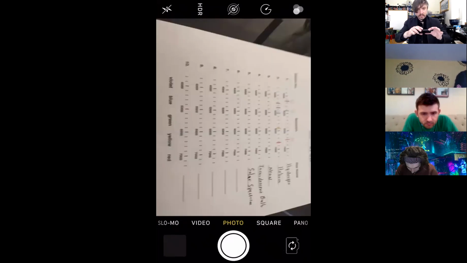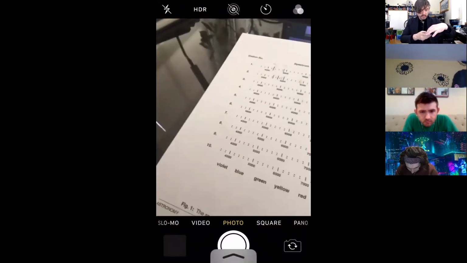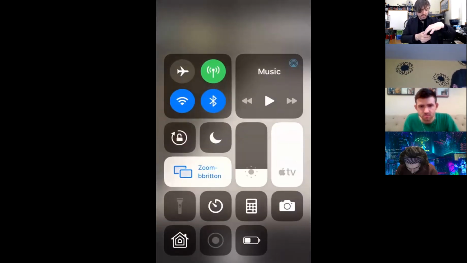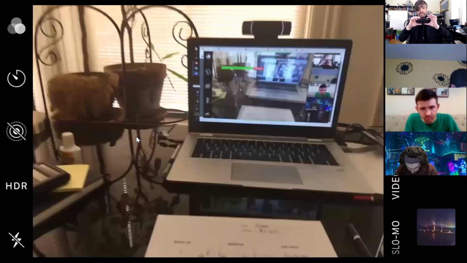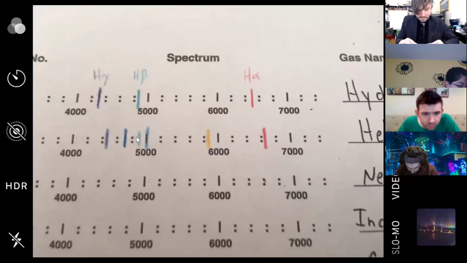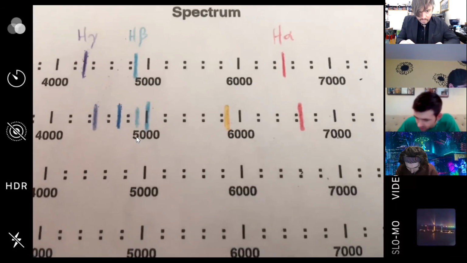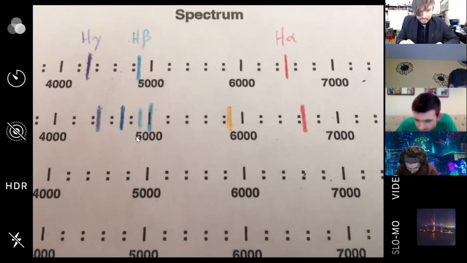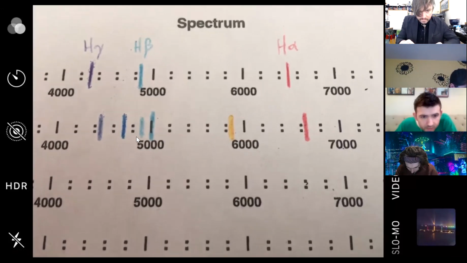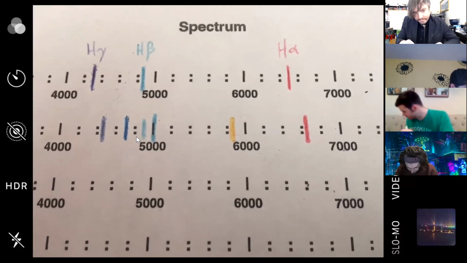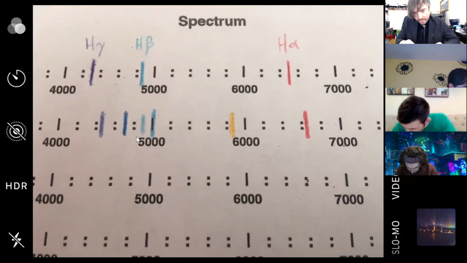Can I? Let me take off the lock here. All right, so hold on. Right there, then right. Blue, right. All right, I'm all set. Thanks. Sure. All right. Let's do some more spectroscopy.